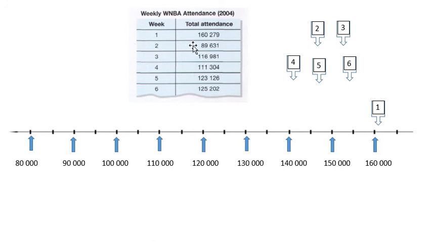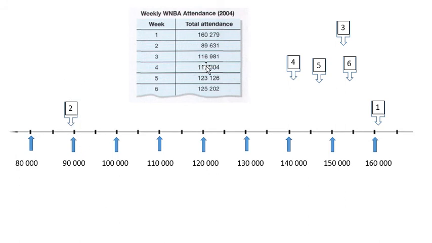Our second week, 89,631. So we're going to take our second week. Here is 90,000 right there, but this number is slightly less than 90,000. So it belongs about right there, just to the left of 90,000.